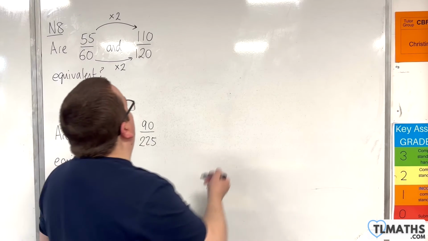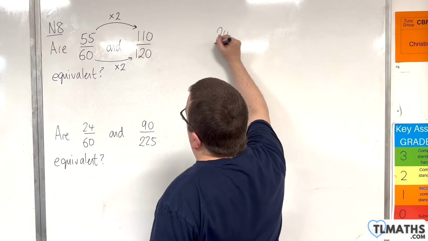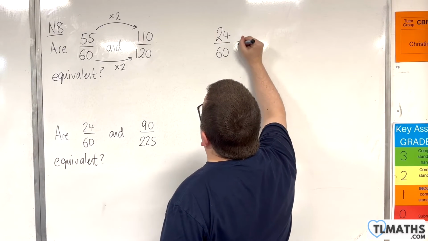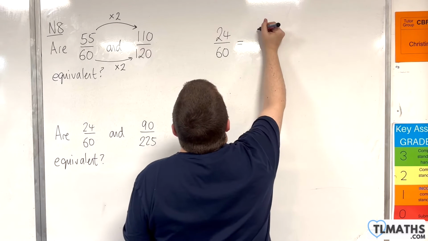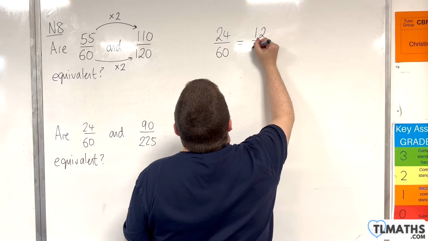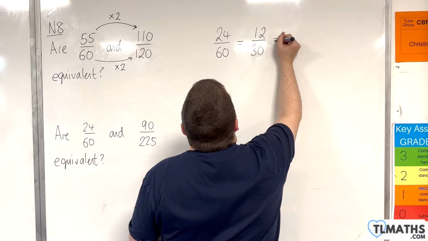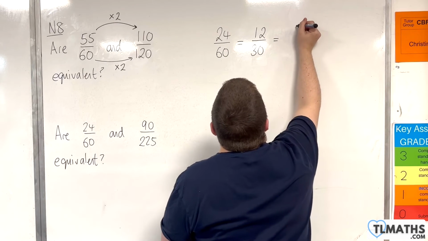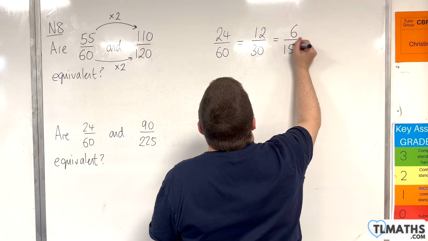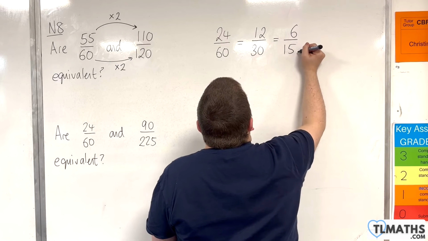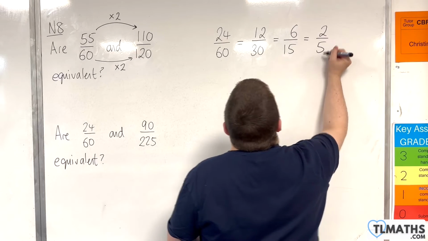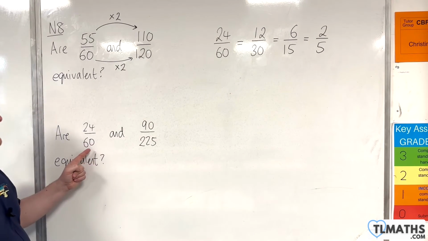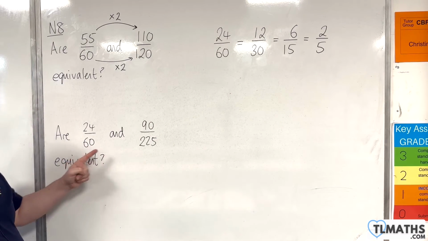So what I'll do instead is I'll look at the two fractions and simplify them both. So 24 and 60 are even, so I can divide top and bottom by 2, so 12 over 30. 12 and 30 are even, so divide top and bottom by 2, so 6 over 15. 6 and 15 are both divisible by 3, so we get 2 over 5. So this one simplifies to 2/5.